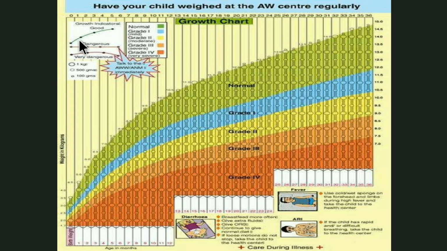Now another important thing is, if the growth line is moving in an upward direction, it means it is good growth. If it is a flat line, that means it is a dangerous zone. And if it rises and then falls very suddenly, that means it is a very dangerous zone. So this is how the growth chart has been designed by the WHO.